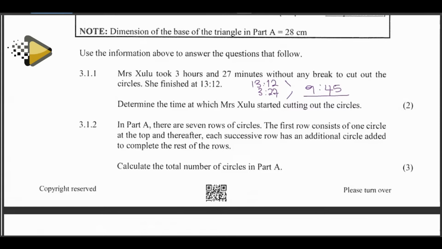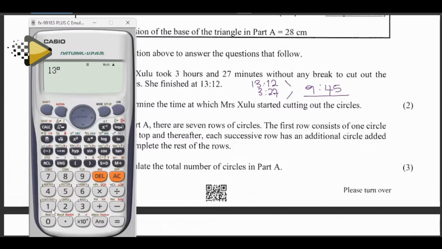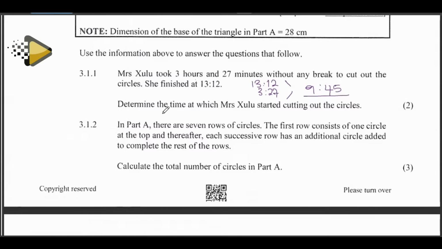For the person who doesn't know how we got it: we took 13, press that key, 12, press that key, minus 3 hours, press that key, 27 minutes, press that key, and press equals 9 hours and 45 minutes. Okay, that determines the time at which she started.